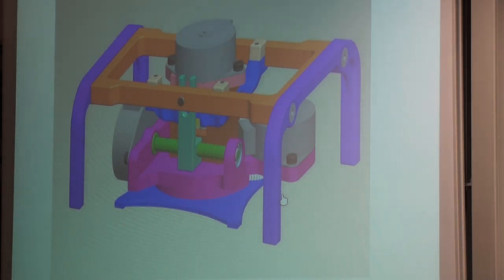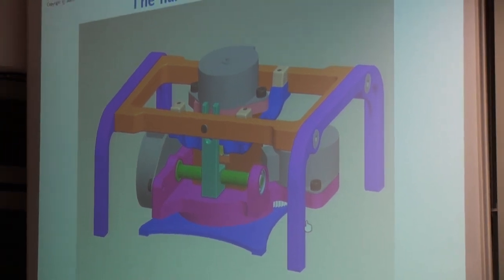Okay. Here we have a nice picture of our hardware walking robot. I talked about it last week already.